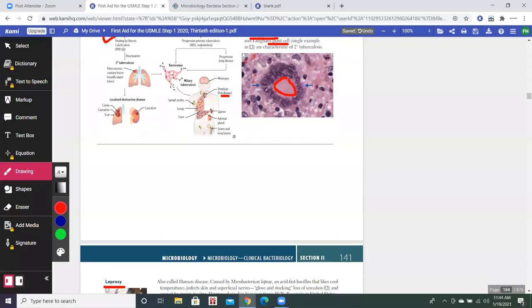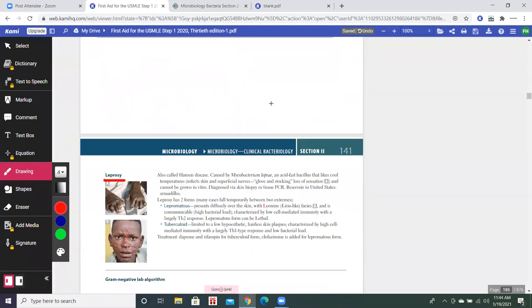Do you want me to repeat Mycobacterium tuberculosis again? Or which one do you want me to repeat? Mycobacterium marinum. Mycobacterium marinum causes infections of the hands in a patient who has a history of being an aquarium worker or cleaning an aquarium, okay?